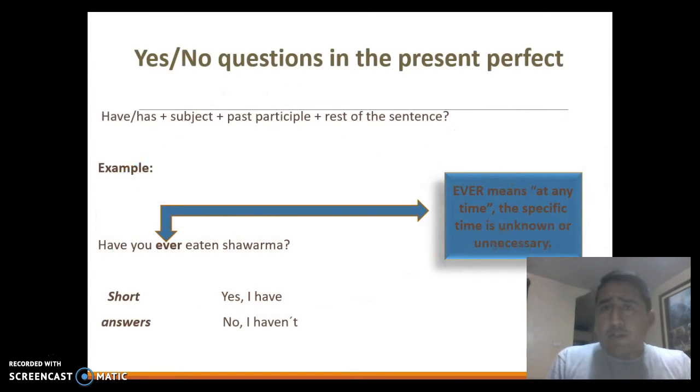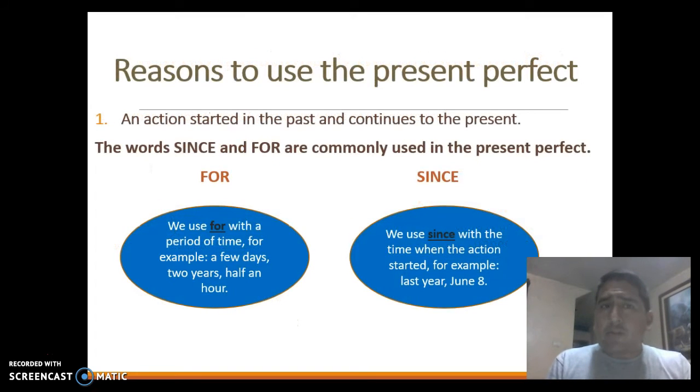Let's talk about yes/no questions in the present perfect. We form them with have or has plus the subject plus past participle and the rest of the sentence or complement, and obviously the question mark. There's an example, but I would like to explain the word ever first, which usually goes with yes/no questions in the present perfect. Ever means at any time. The specific time is unknown or unnecessary. Example there: Have you ever eaten shawarma? Short answers, the positive one: yes, I have. Negative: no, I haven't.